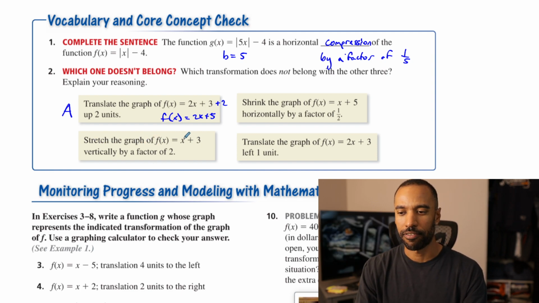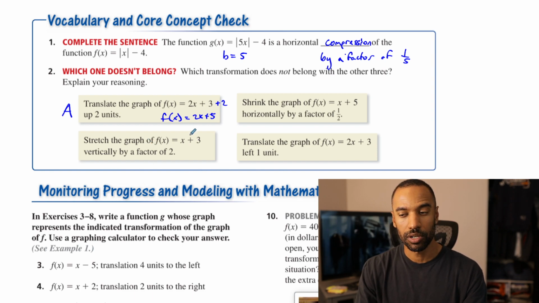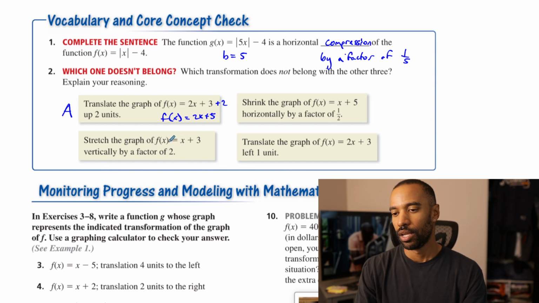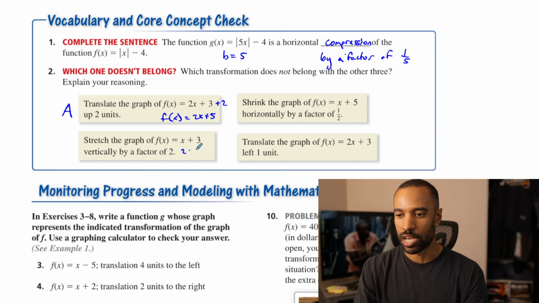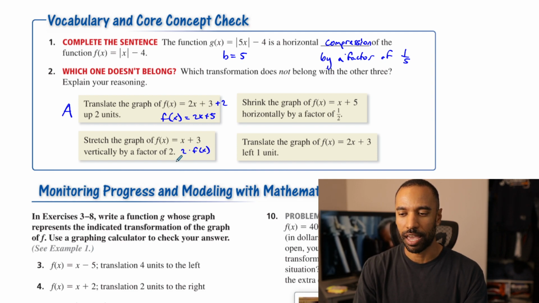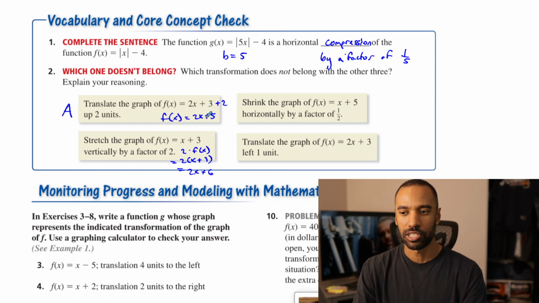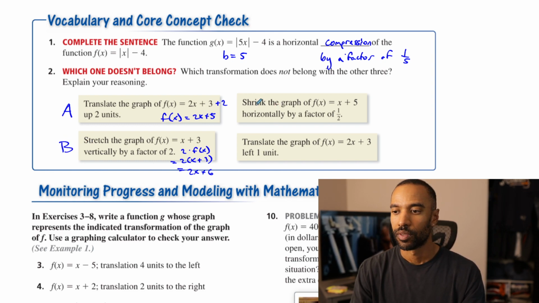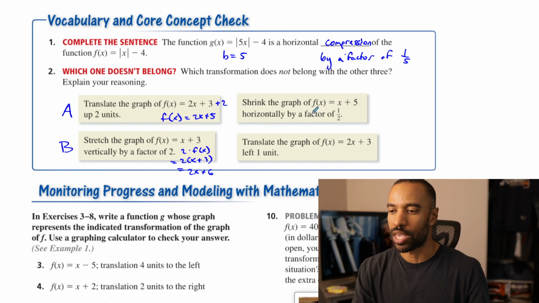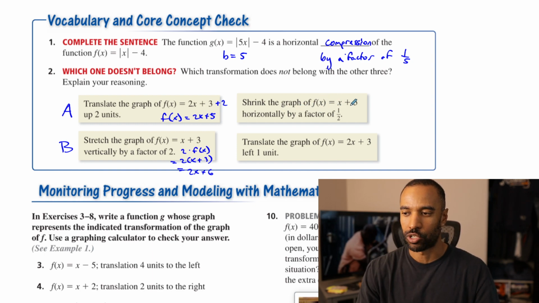Stretch the graph of f of x equals x plus 3 vertically by a factor of 2. This one's a little tricky because here you're going to be doubling f of x, which means you're going to be doubling x plus 3, which is 2x plus 6. That's different from this one. Therefore, I'm going to call this B. Now, are the others A's or B's? I don't know. Shrink the graph of f of x equals x plus 5 horizontally by a factor of 1/2.